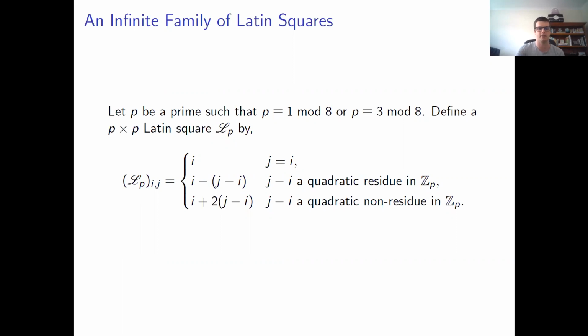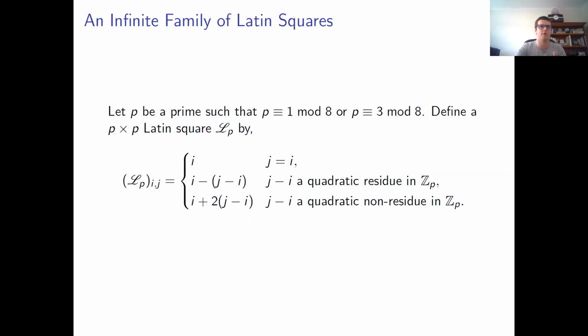And actually, every Latin square in this family is diagonally cyclic. So you can see that for the ij-th entry, the quantity j minus i tells us which broken diagonal of the square we're on, and then the entry depends on whether this quantity is a quadratic residue or a quadratic non-residue.